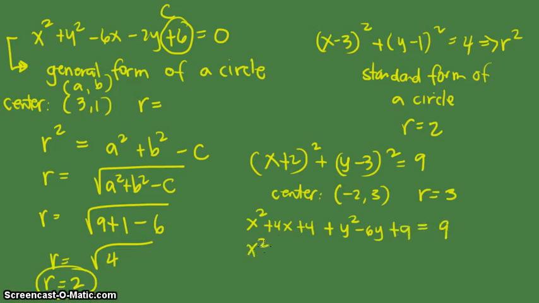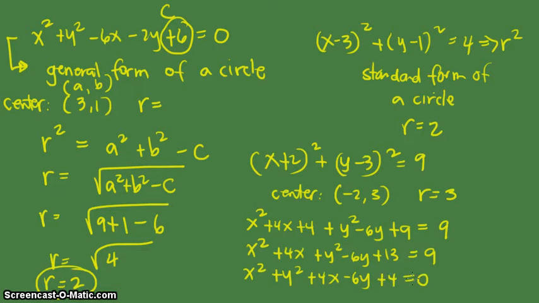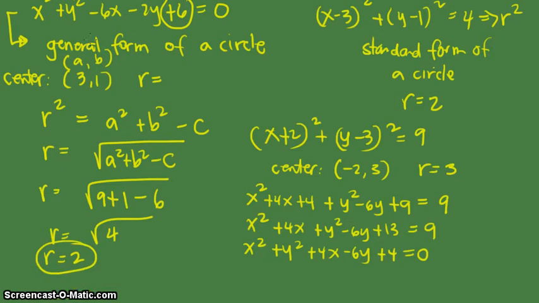So I have x squared plus 4x plus 4 plus y squared minus 6y plus 9 equal to 9. So I have x squared plus 4x plus y squared minus 6y plus 13 is equal to 9. Then I'll arrange this into x squared plus y squared plus 4x minus 6y, and subtracting 9 on both sides, this will become plus 4 and the other side will become 0. Note that in the general form of a circle, we need to make the other side equal to 0. So this is now in the general form.